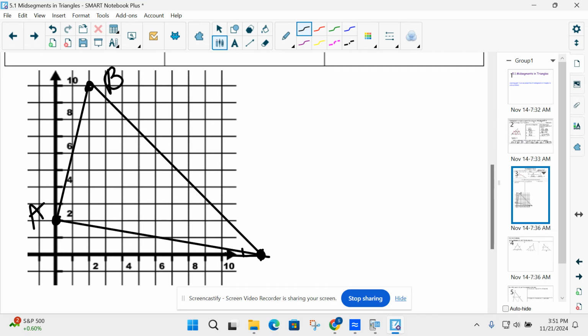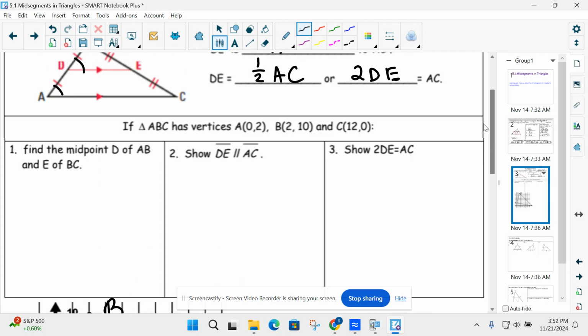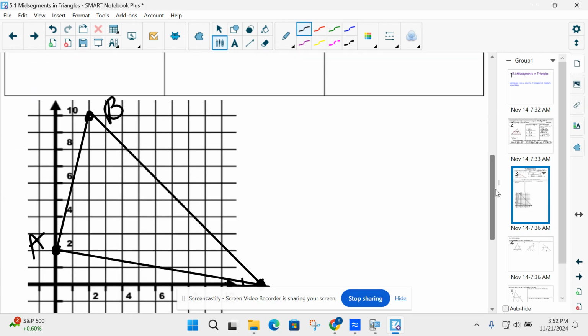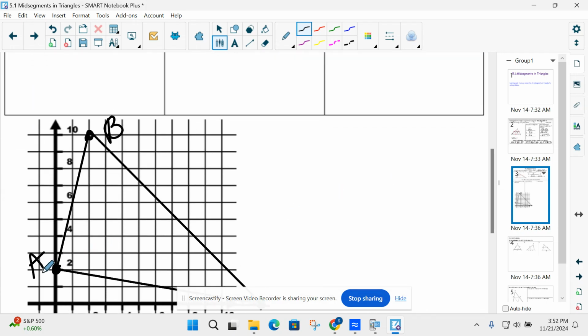Number 1 says to find the midpoint D of AB. So we can use our midpoint formula, or you can just look at your graph. If this is going up 8 and over 2, that means the midpoint will be up 4 and over 1. So here at (1, 6).